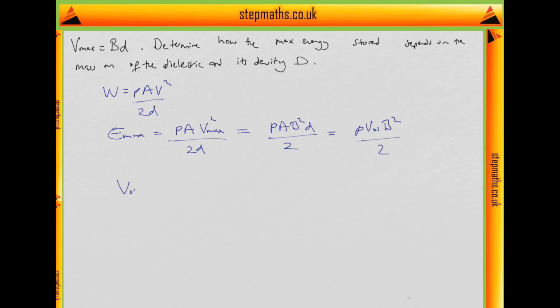And well, we know volume is mass over density. We've been given here density as capital D. So subbing that into here, we get P times the volume, which is M over D, times B squared over 2, which tells us that Emax is equal to PMB squared over 2D.